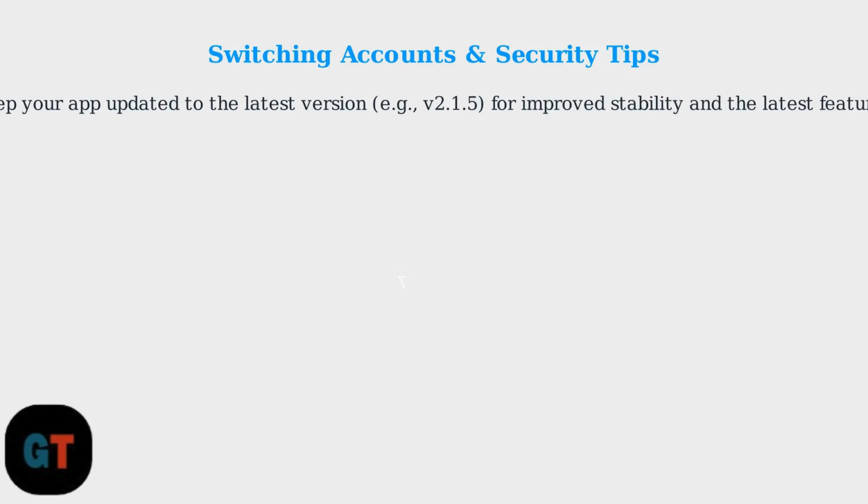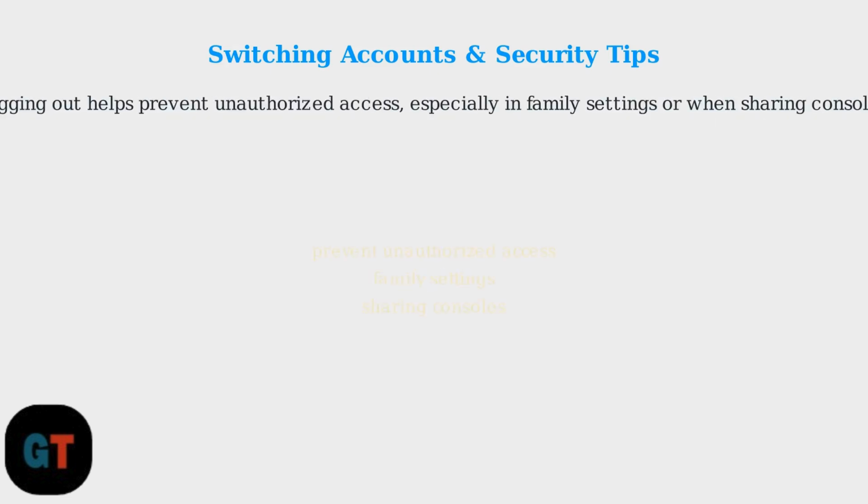Keep your app updated to the latest version, e.g. v2.1.5, for improved stability and the latest features. Logging out helps prevent unauthorized access, especially in family settings or when sharing consoles.